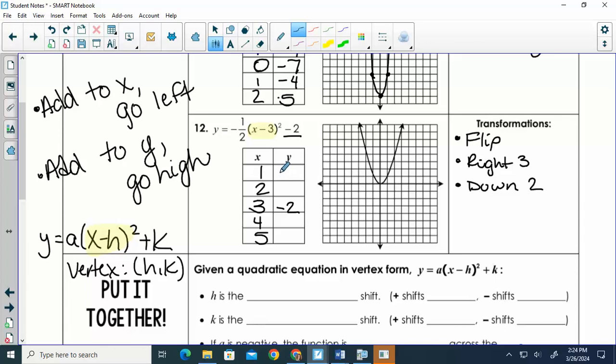When you put in 1, what do we get? -4. 2 gives us 3, -2. 4 gives us, and 5 gives us, let's find 1, -4, 2, -2.5, negative 2.5, 5, negative 4.